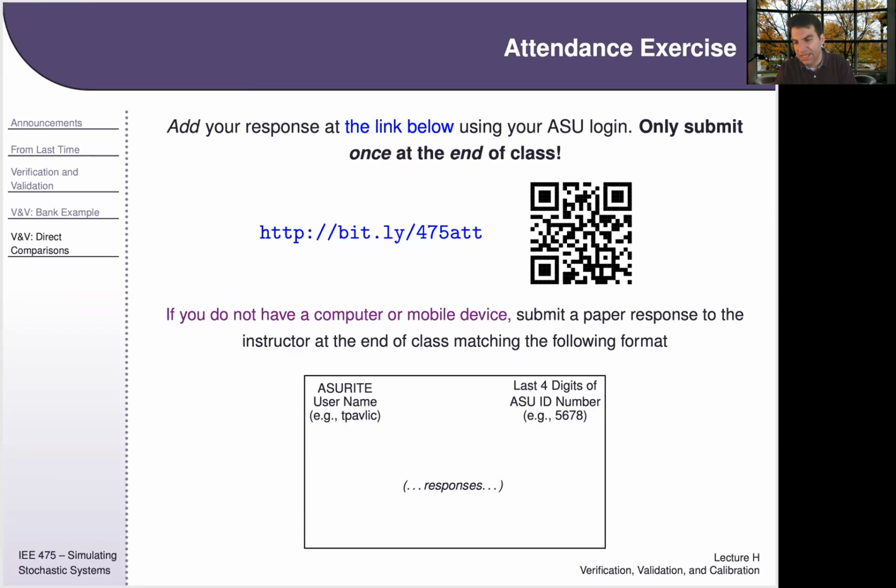So the attendance link, put in the chat. And the attendance question that I'd like to ask here is: there are three terms: verification, validation, and calibration. Which one of these terms is associated with making sure your conceptual model of the system matches the real world system? So of those three terms, which corresponds to just testing that your conceptual model of the system, what's in your head, matches what's going on in the real world?